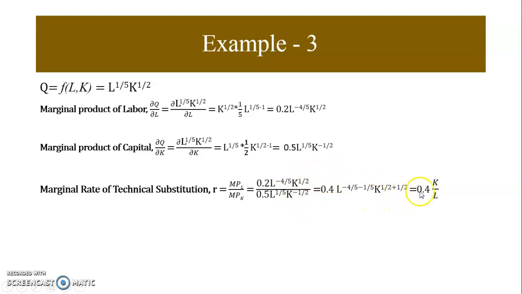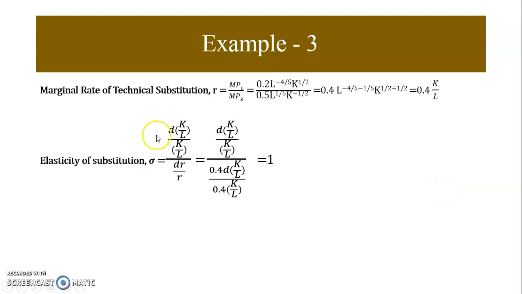When you solve this, the value will become 0.4 K divided by L, because the power of L is minus 1. That is why it is positive 1 in the denominator. Now, the formula for elasticity of substitution is the derivative of K by L divided by K by L, divided by the derivative of R divided by R. This is the derivative, not the partial derivative. We are not going to keep anything constant now. Now this is your R.